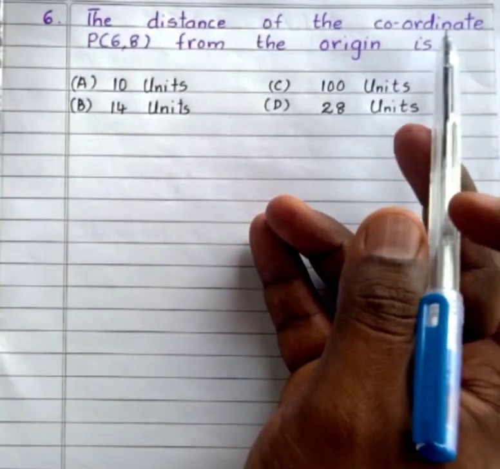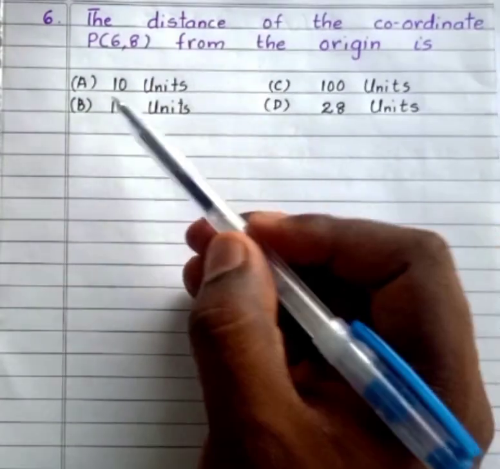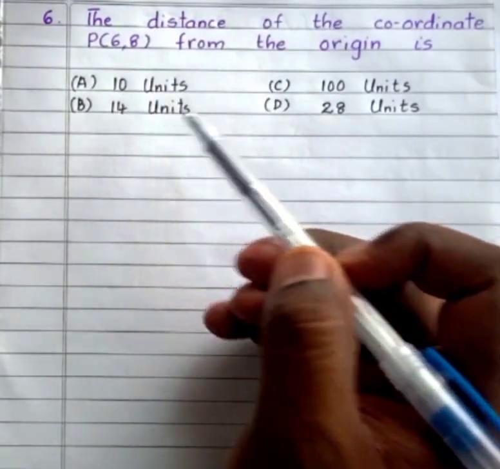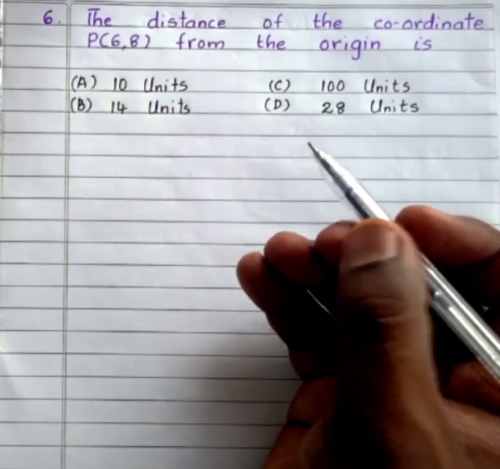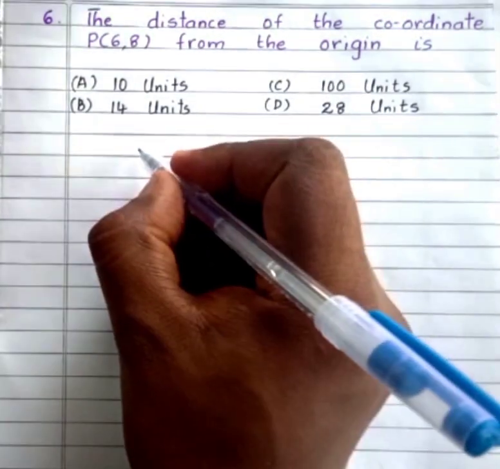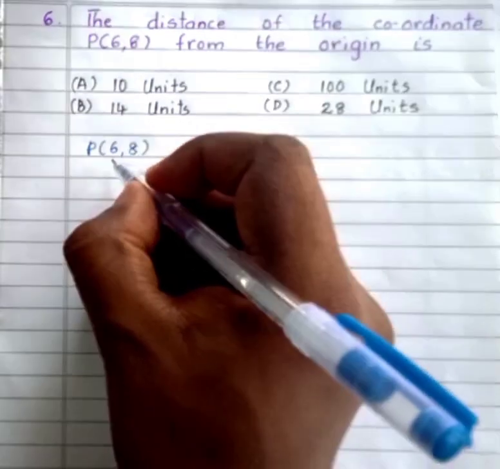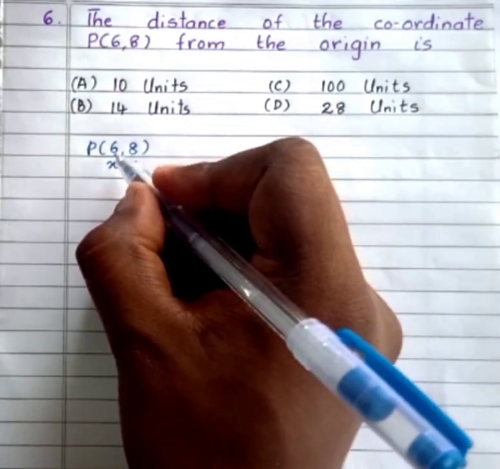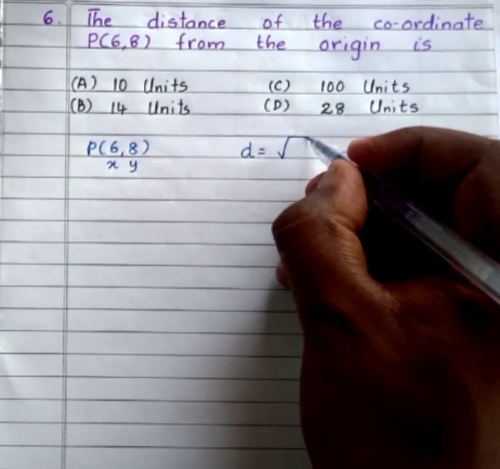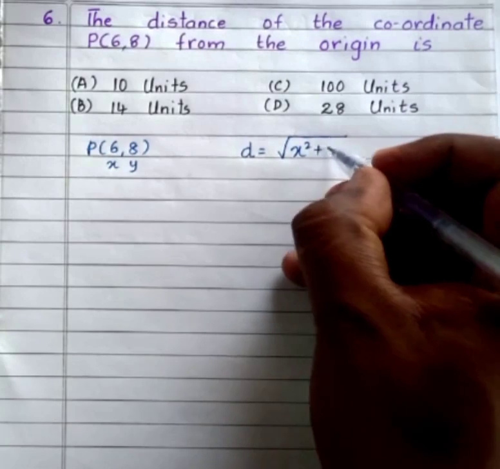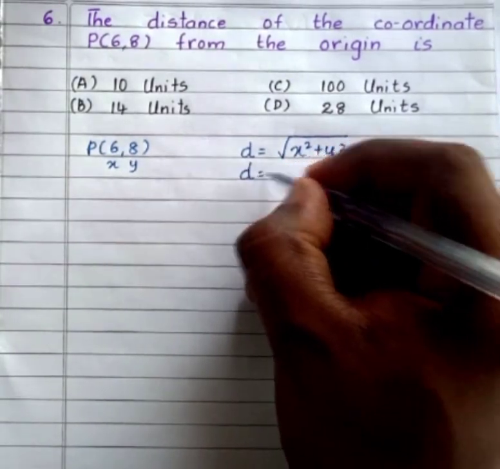Sixth question, the distance of the coordinate P of 6, 8 from the origin is option A 10 units, option B 14 units, option C 100 units, option D 28 units. Students, we know the distance between a point and the origin. Given point is 6, 8. The distance between origin and the given point is given by the formula D equals square root of x square plus y square. Consider x as 6, y as 8.